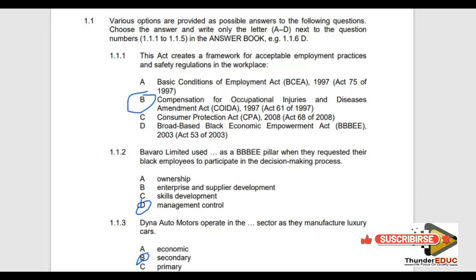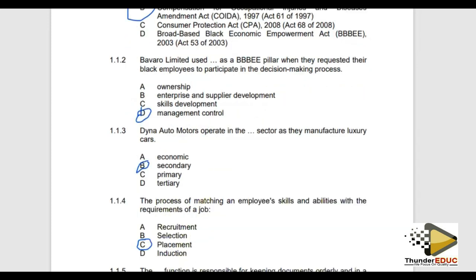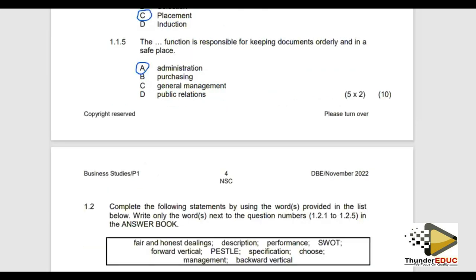So now we are done with our 1.1. So now let's move on to 1.2. Remember, guys, under 1.1, each question carries 2 marks, meaning you have already now scored what? You've already scored 10 marks out of 30. So now let's jump on to 1.2.